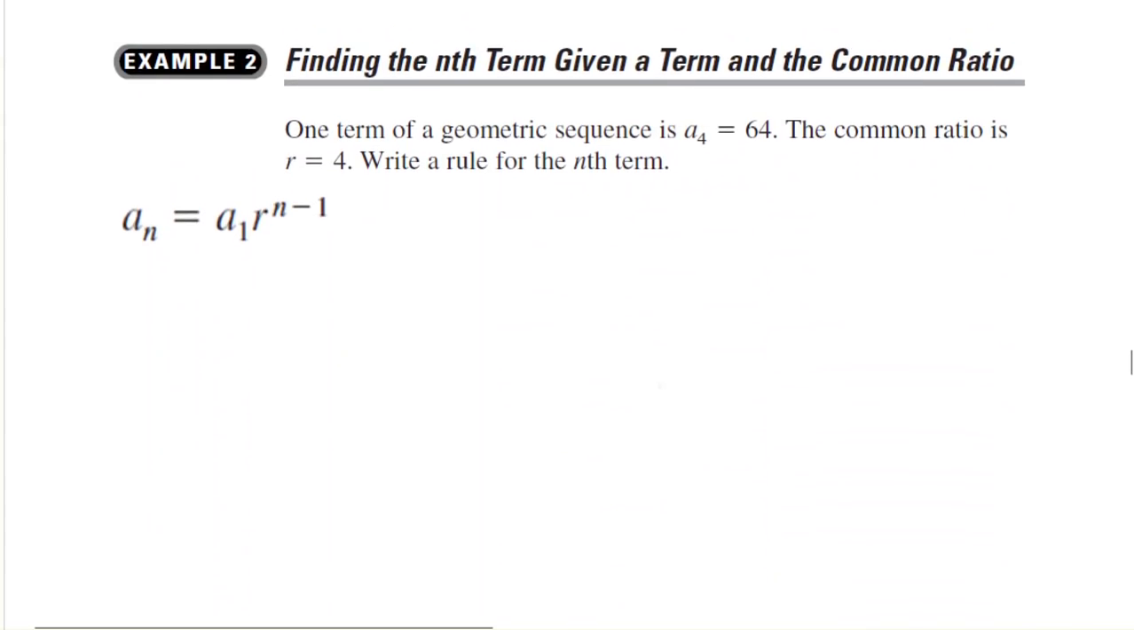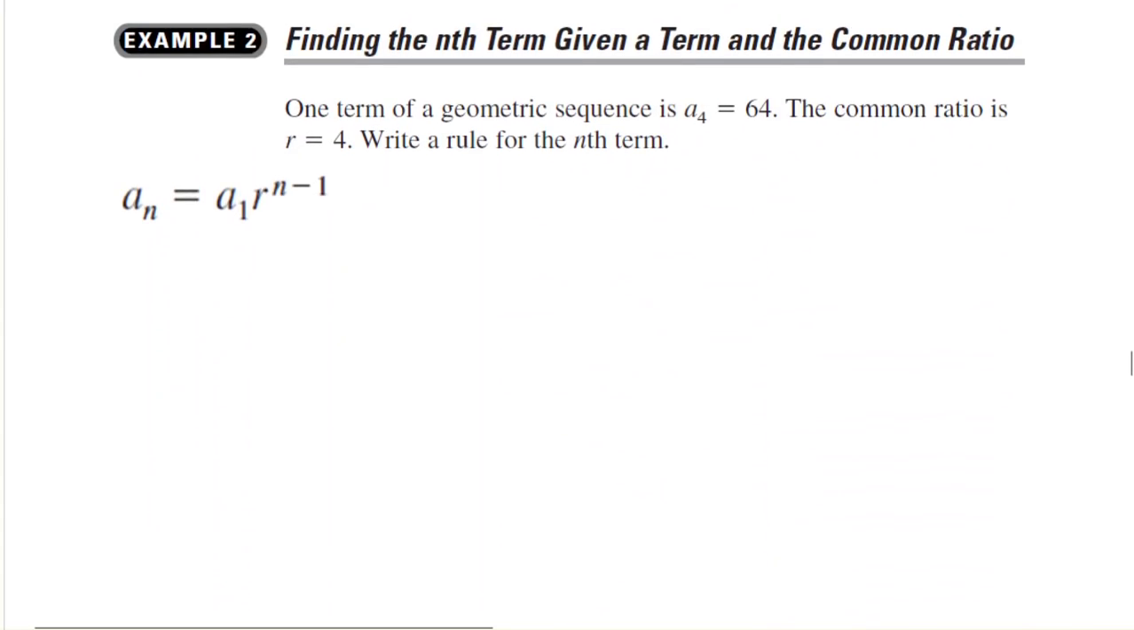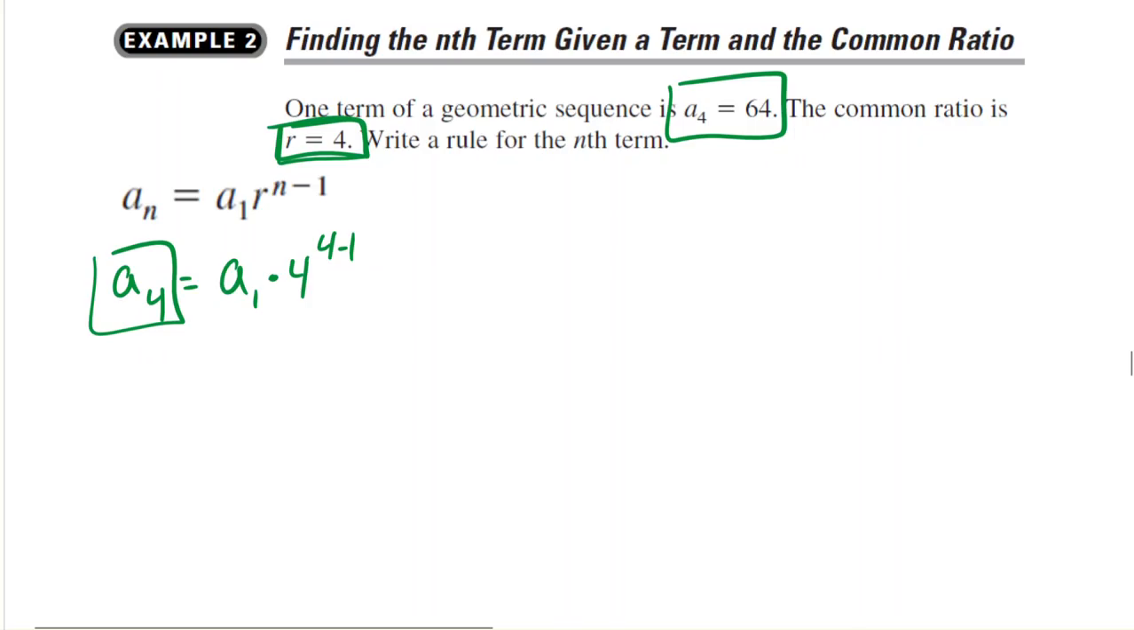Second example, finding the nth term given a term and the common ratio. So now we just need to plug in our information. So this is a sub 4 equals a sub 1, which we don't know, times r, which is 4, to the 4 minus 1 power. Now, what did we say the fourth term was? The fourth term was 64. So really this is 64 equals the first term times 4 to the 4 minus 1, which is the third power.